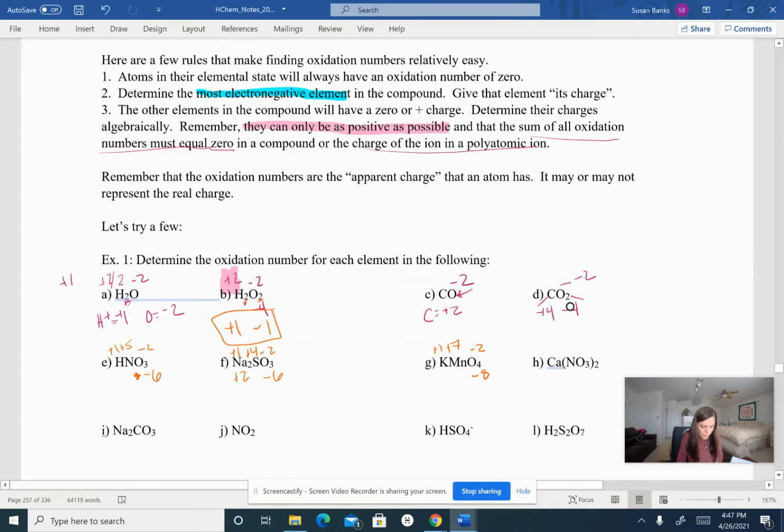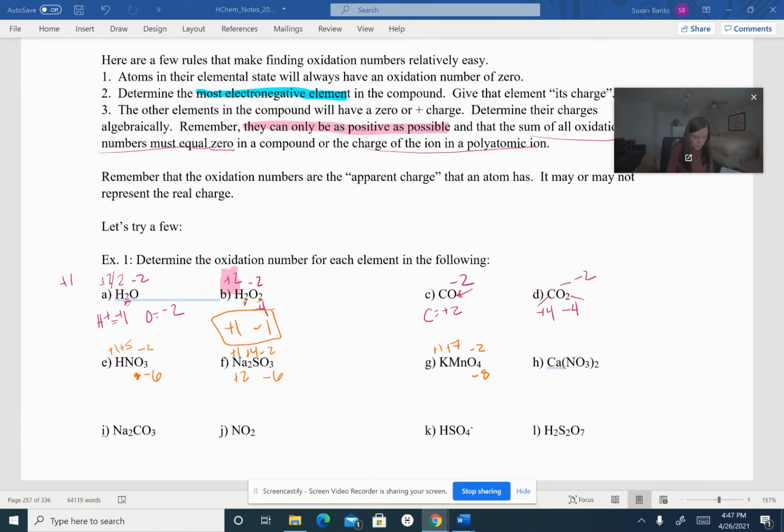Okay, here we go. Calcium nitrate. We can think of this 2 ways. We can do it all as one.